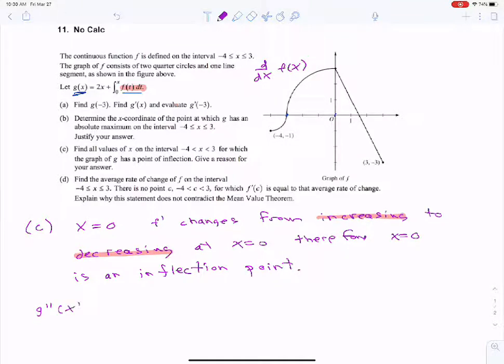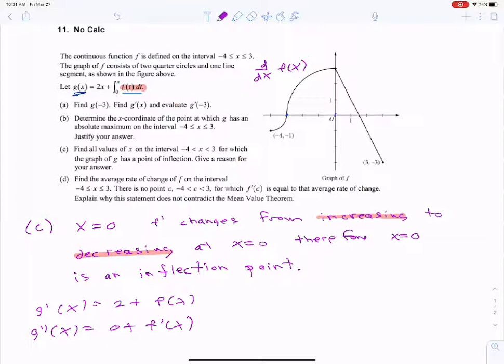G double prime of x, I'm going to take the second derivative of our function. So just a quick reminder, let me backtrack on that work a little bit. I'm okay in my explanation, but I just want to make sure you guys are okay in your understanding. So we said g prime of x was equal to 2 plus f of x. So g double prime of x, I think you guys would agree, would be equal to 0 plus f prime of x. Okay? Just to make sure we put that connection together.